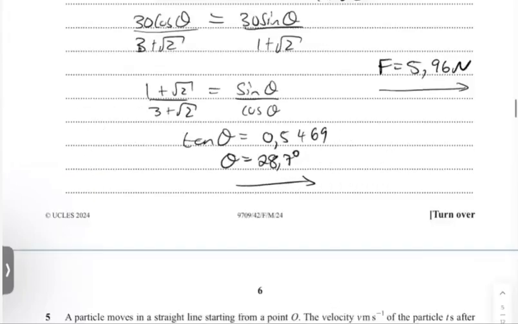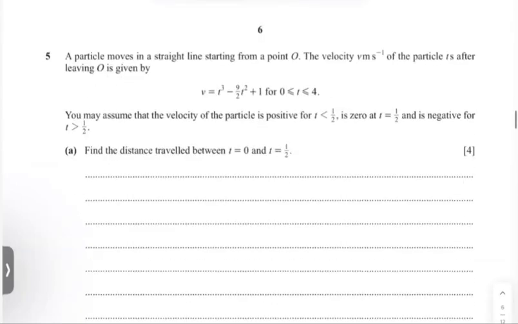Okay, next question. When I see this, I can see it's kinematics and it's varying acceleration. A particle moves in a straight line from the point 0. The velocity of the particle t after leaving is given by that. So it's between 0 and 4, and it's a curved velocity graph. You may assume that the velocity of the particle is positive.